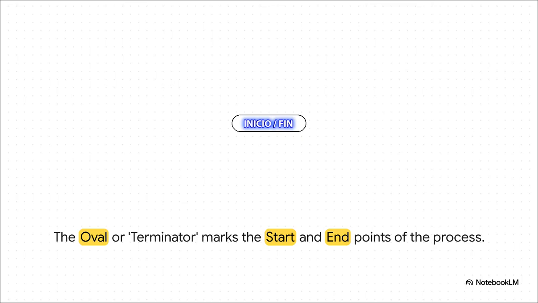First up, we've got the oval. Some people call it the terminator. It's super simple.